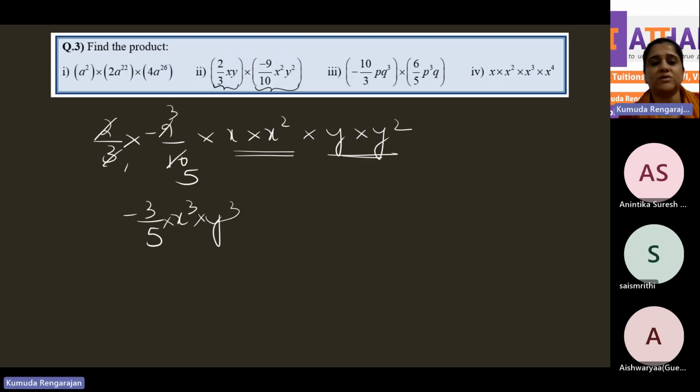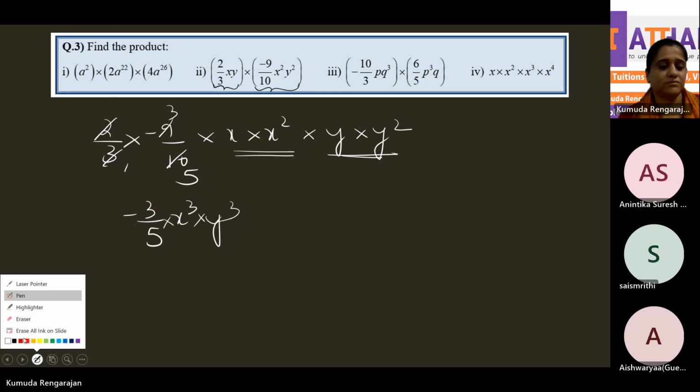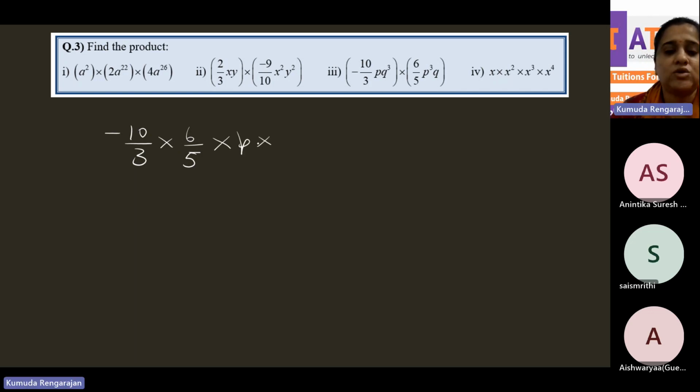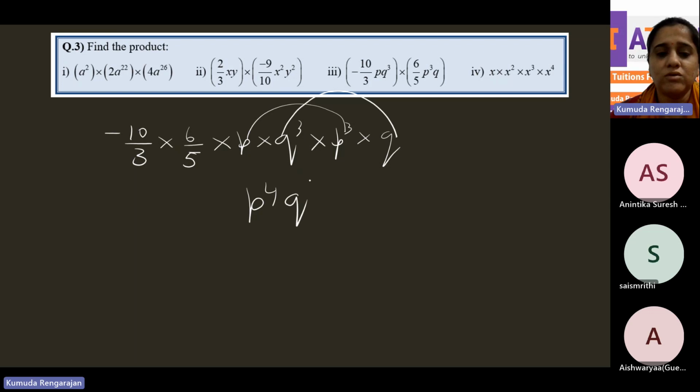Did you understand this one, children? The second one? See the third one? So it'll be minus 10 by 3 into 6 by 5. See, they are monomials, children. You're multiplying a single term by another single term. So multiply the numbers, minus 10 by 3 into 6 by 5. Now multiply the letters: p into q cubed into p cubed into q. So p into p cubed is p to the power 4. q cubed into q is q to the power 4. And here 3 ones are 3, 3 twos are 6, 5 ones are 5, 5 twos are 10, so 2 to the 4 minus 4.